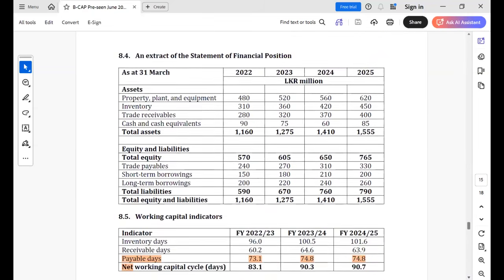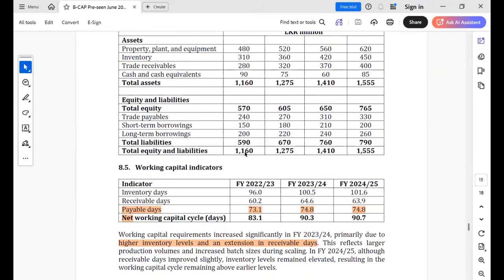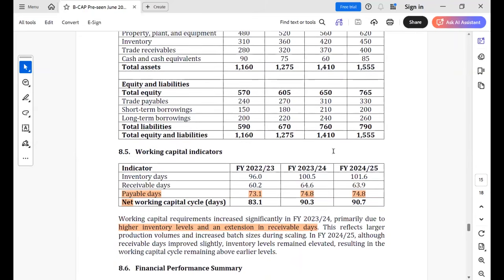Then the balance sheet. When you go to the balance sheet, you have working capital indicators. Even on the balance sheet, of course, you can calculate and see whether the ratios are favorable or unfavorable, but I am focusing now on working capital indicators. You can see it says net working capital days. How have they calculated net working capital? Inventory 96 days, receivable 60, altogether 156 days. But you have to pay the suppliers within 73 days.